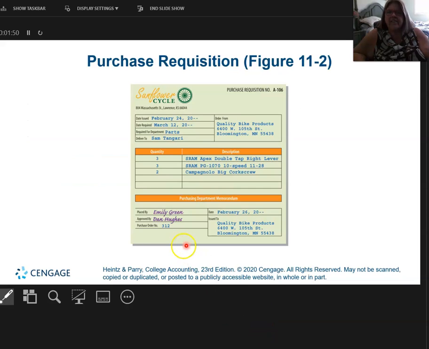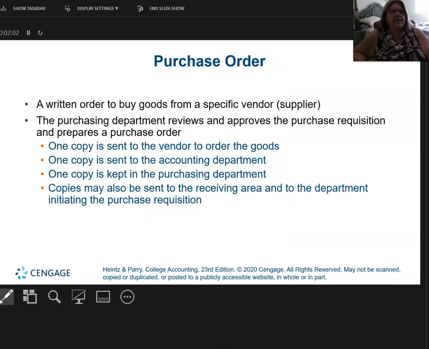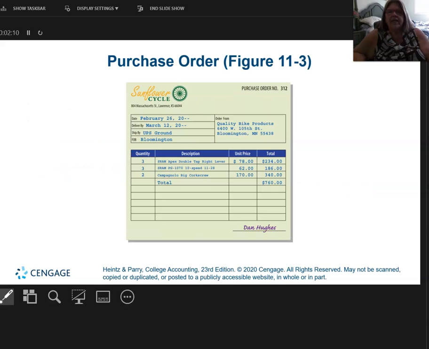And so here is an example of the purchasing requisition. I need to buy this stuff from Quality Bike Products. So this will generate a purchase order. It's nothing more than a written document requesting purchases of particular parts from a supplier. Here's what a purchase order looks like.